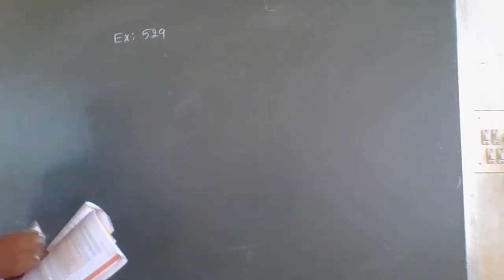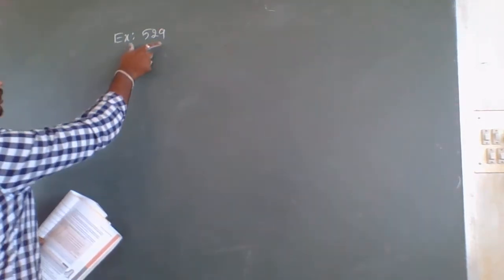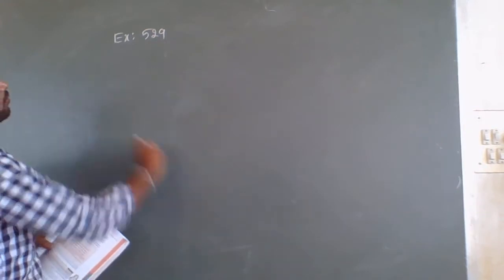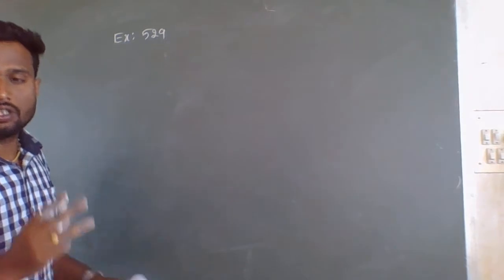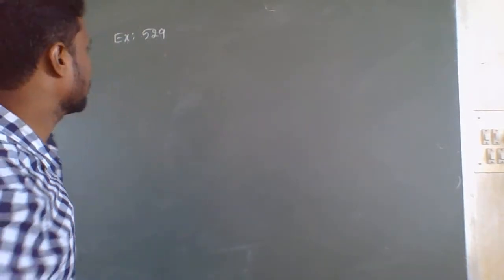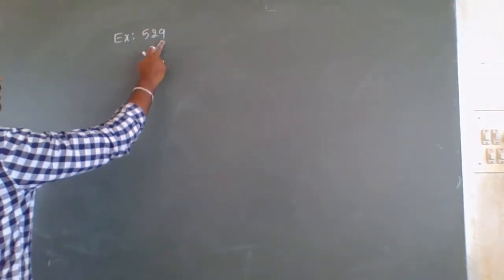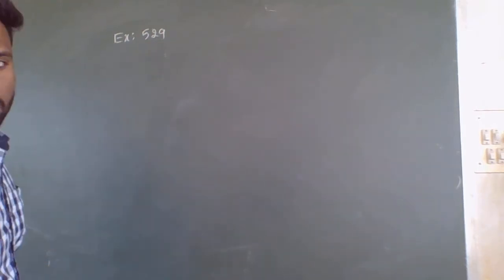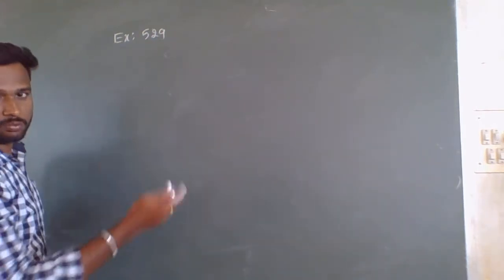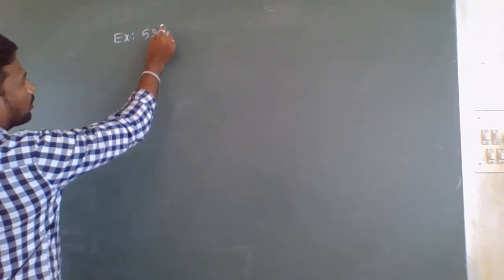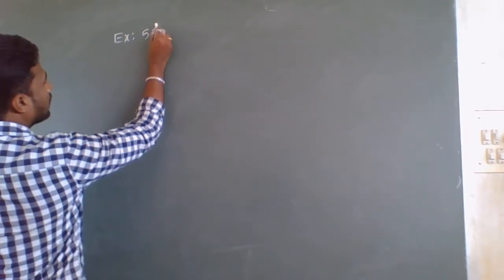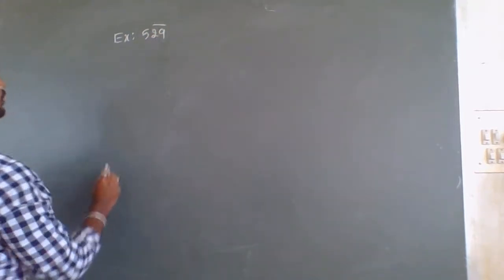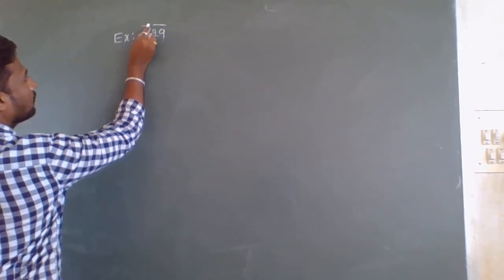So for the division method, first we should group these numbers. How? We should make groups of 2 numbers. We will start from the ones place or units place. What is the number here at the ones place? 9 is there. So from 9 we will start and make groups of 2 numbers. So 29 is one group, and in the second group only one digit is there.